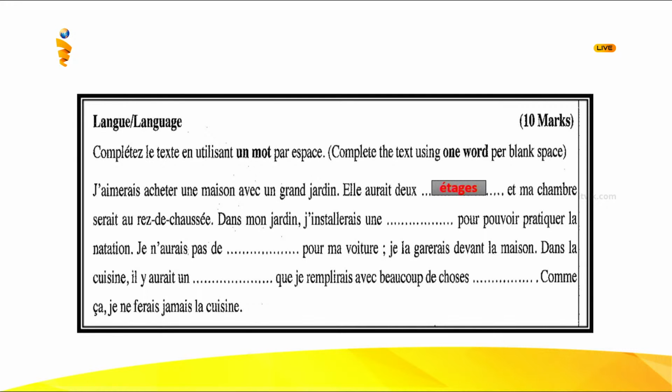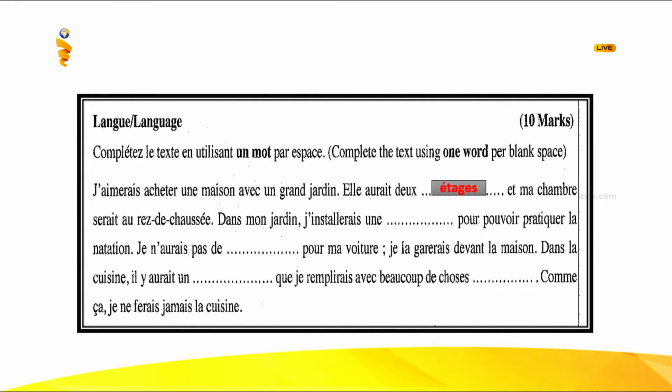In this question, there is a paragraph and you need to read the entire paragraph from the beginning to the end, identify the theme of it and fill the blanks by using the related words. Now this is a paragraph which is based on the vocabulary related to the house, parts of a house. So, we realize that when we read the beginning of the paragraph, the first sentence, "J'aimerais acheter une maison avec un grand jardin," that it is about a house. And in the second sentence, there is a blank to fill.